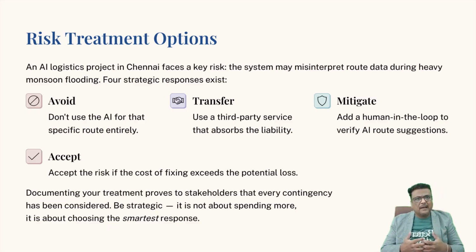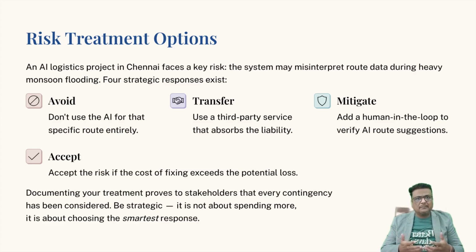You can mitigate it by adding a human in the loop to verify the AI's route suggestions, or you can accept it if the cost of fixing it is higher than the potential loss. That is the essence of risk treatment. It is about picking the right tool for the job.